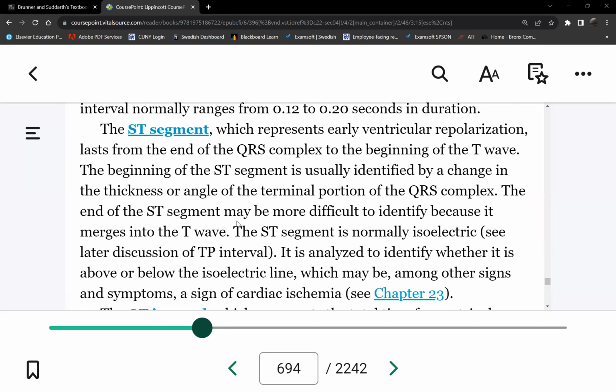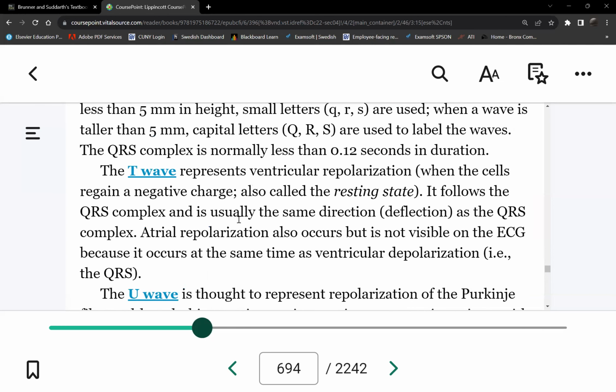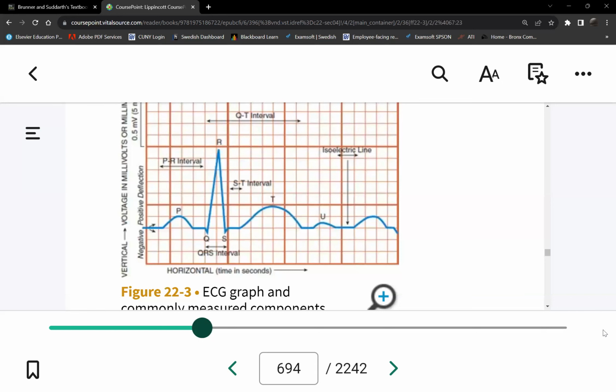Segment which represents early ventricular repolarization lasts from the end of the QRS complex to the beginning of the T. Okay, I'll pause for a minute. Remember, we measure each wave and complex from where it leaves the isoelectric line to when it returns, correct? Since the S wave returned to the isoelectric line here, that's where we begin measuring the ST segment. The T wave did not start here, it started here, correct? This is where it left the isoelectric line and it's measured up to here where it returned to the isoelectric line. So this is the ST segment.